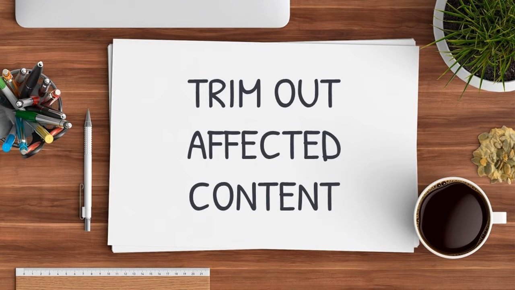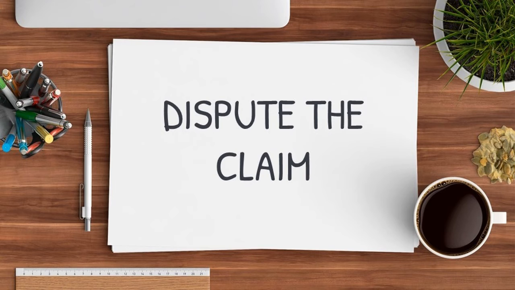The other two choices you have with copyright claims are trim out the affected content. Within YouTube Studio, you can view the portion of video that includes the claim. Endpoints will surround the portion and it will be removed from the video, again, without having to upload a new video. Or dispute the claim. If you feel you have the required rights to use the content in your video, or if you think the system has somehow misidentified your video, you can dispute the claim. If you dispute, the copyright owner will be notified and they'll have 30 days to respond.